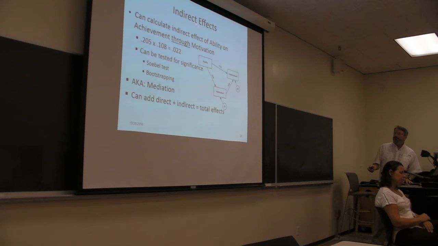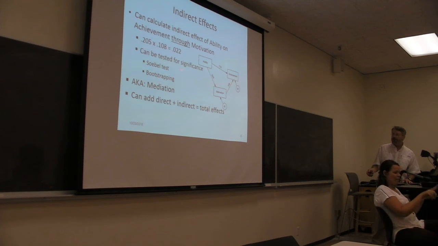We know this as indirect effects, or you probably hear it referred to a lot as mediation. This is a way of testing mediation, and you can test these indirect effects for statistical significance, and there are a variety of ways of doing so. You can also add the direct effects to the indirect effects to get the total effects.